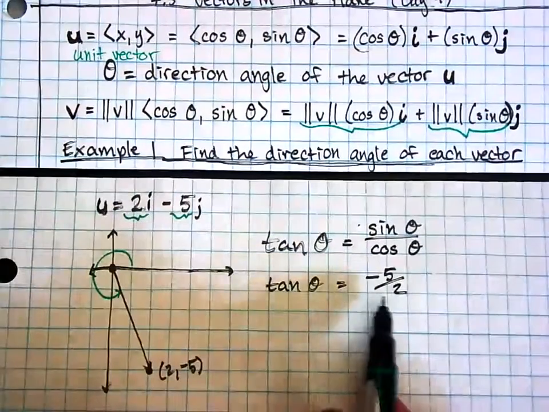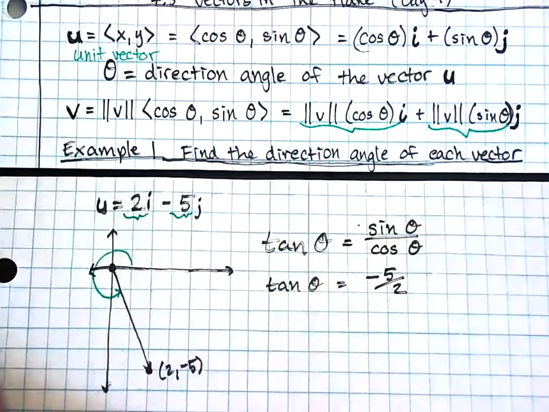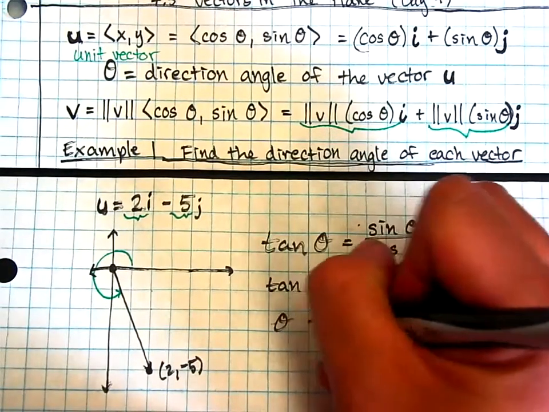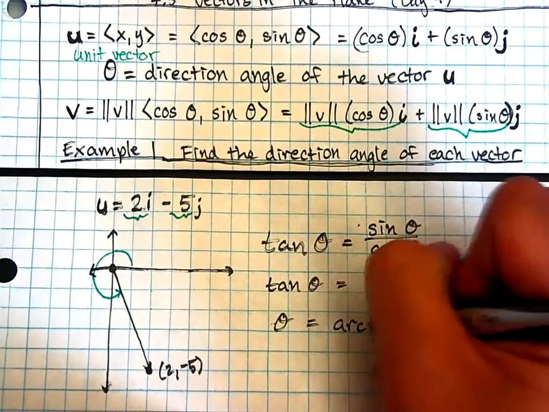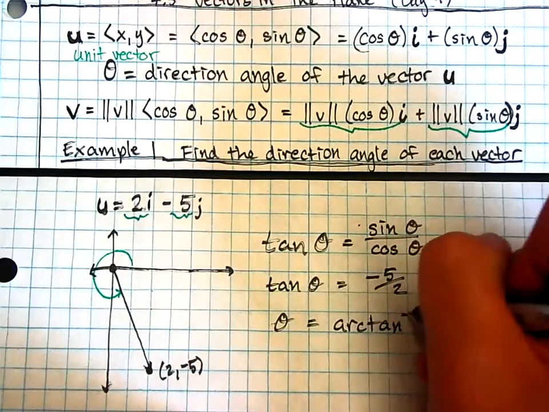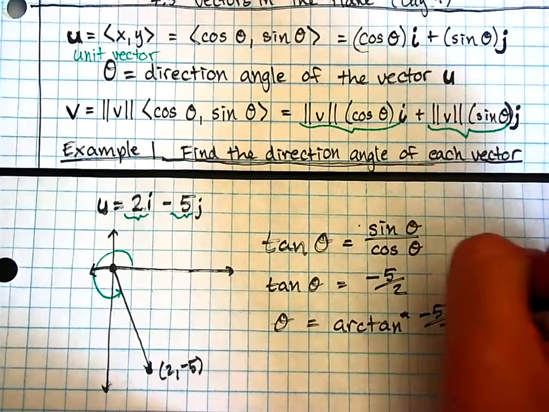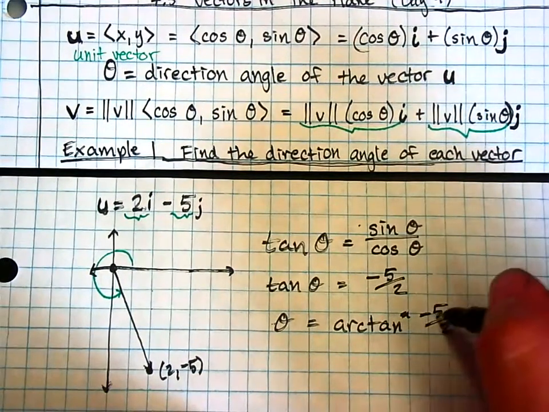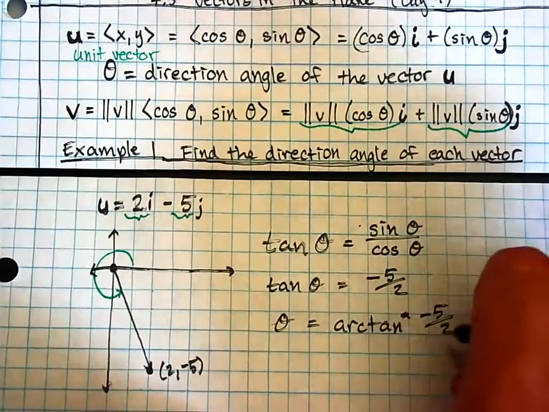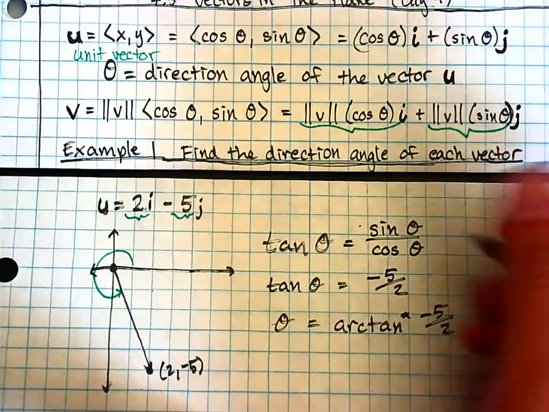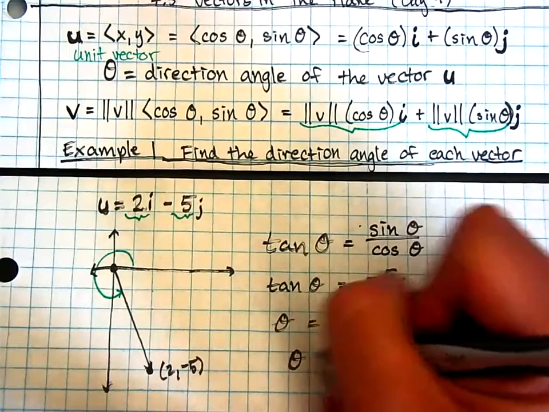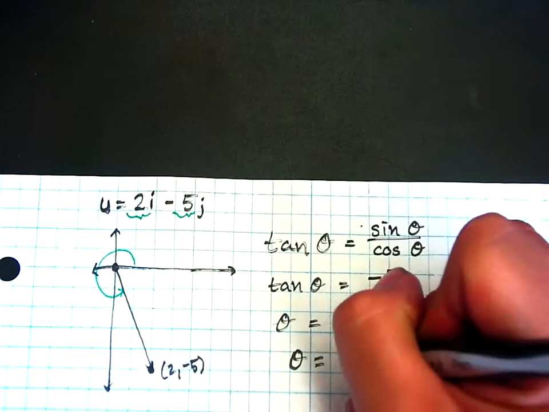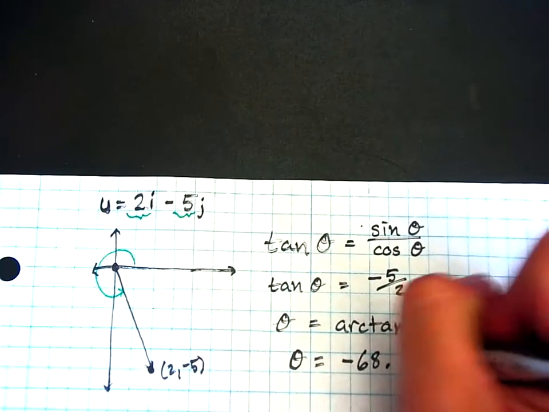With this, again, I can't really figure it out. I'm going to have to use a calculator. So I'm going to have to do theta equals arctan of negative 5 over 2. Or in other words, tan inverse of negative 5 over 2. If I were to plug that into my calculator, I do get a negative angle. And in this case, it's going to be negative 68.2 degrees.